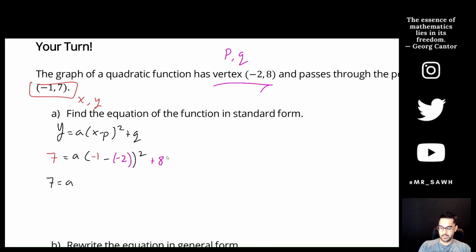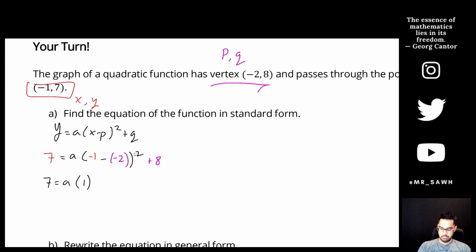So 7 equals a, brackets, -1 minus -2 is +1. Squared is still 1. Then we've got a +8 on the end. So if I subtract 8 from both sides, I know that -1 is equal to a.